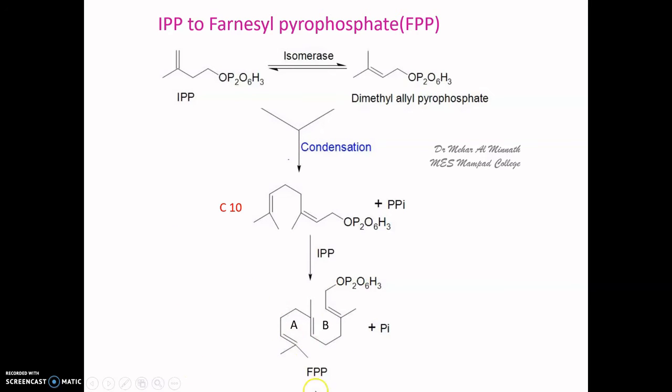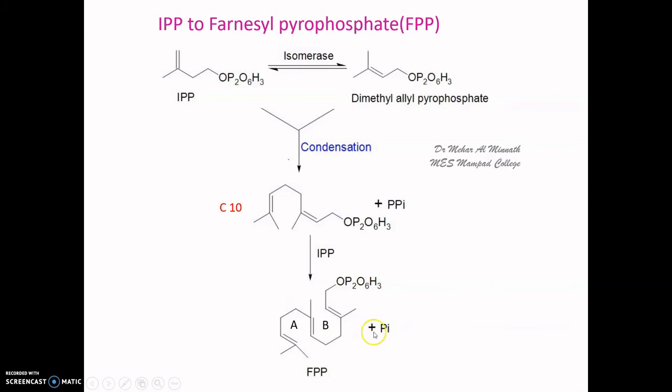Now when you write Farnesyl pyrophosphate in this form, instead of writing it in the straight line or long chain form, you can find here the slight formation of ring A and ring B of cholesterol. Alright, now next step is this Farnesyl pyrophosphate is to be converted to squalene.